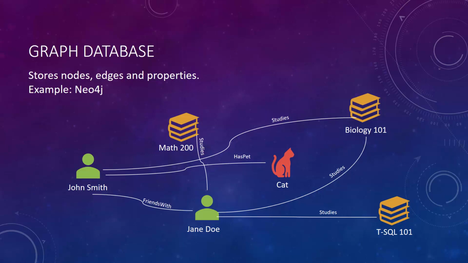For example, we can run a query against this database and say, we'd like to get a list of all Jane Doe's friends who have pets. And our query would return John Smith because John Smith has a relationship with a cat, has a pet. That's probably a better way to put it. But this is a very specific use case for graph databases, and they're highly optimized to handle that type of data. And as a result, as I said, they're widely used in social networking applications.